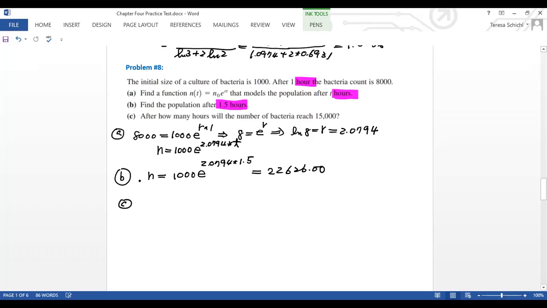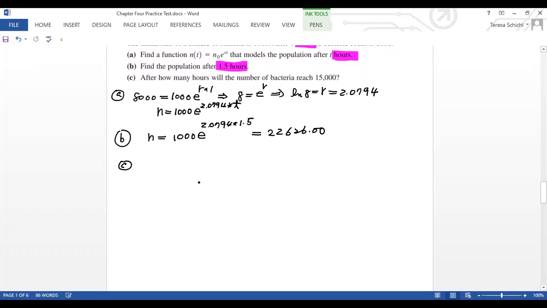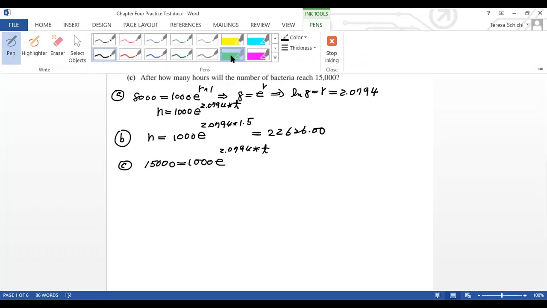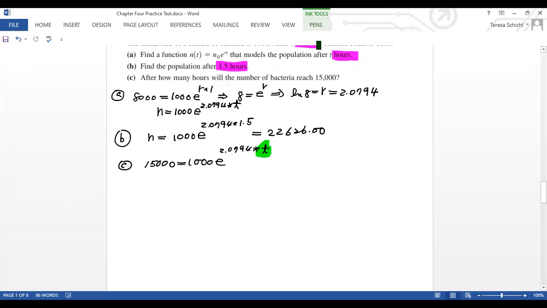Now part C: how many hours until the bacteria reach 15,000? That means this is 15,000 and this is 1,000, and r is 2.0794. You want to find t. Let's see how we do this. This basically becomes solving an exponential equation. So you divide by 1000, so 15 is equal to e to the 2.0794 times t.